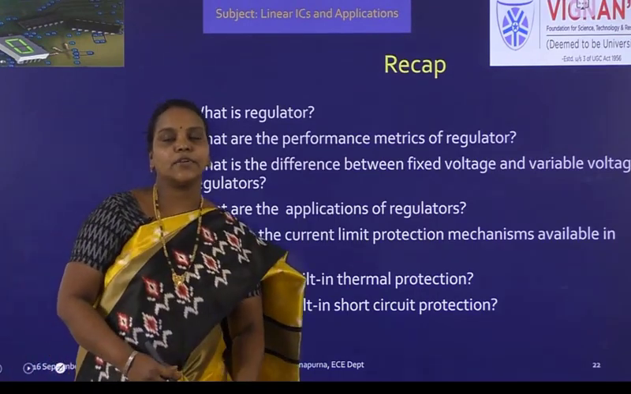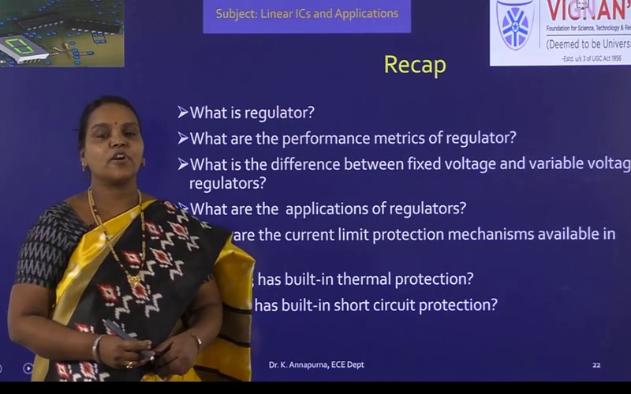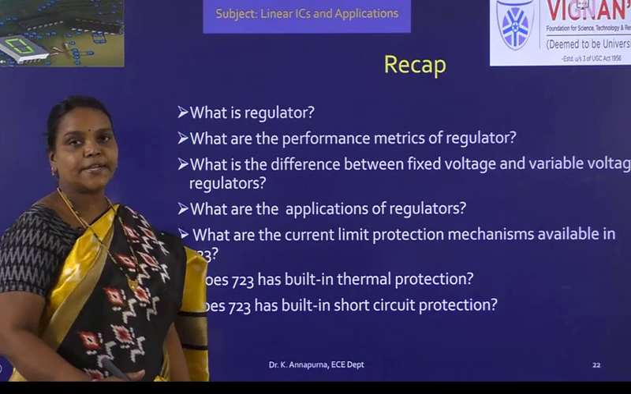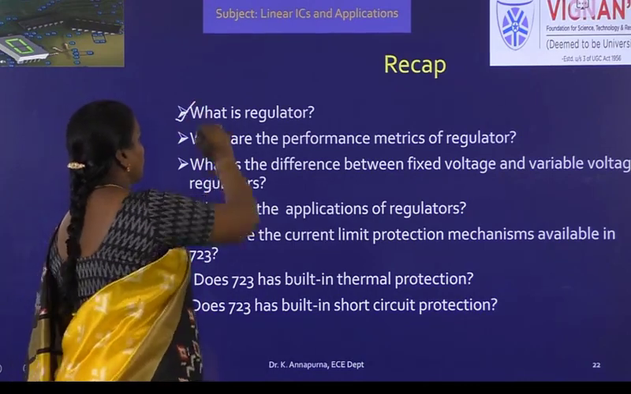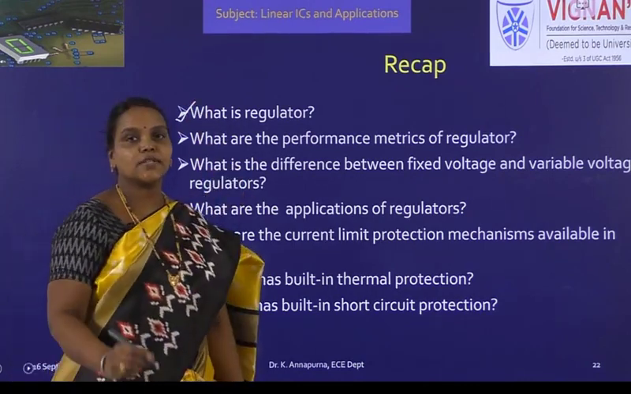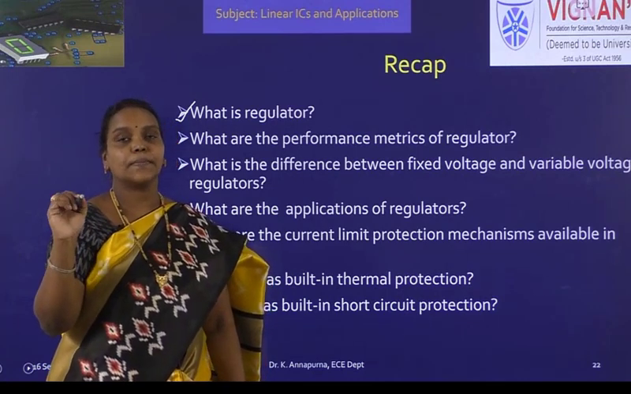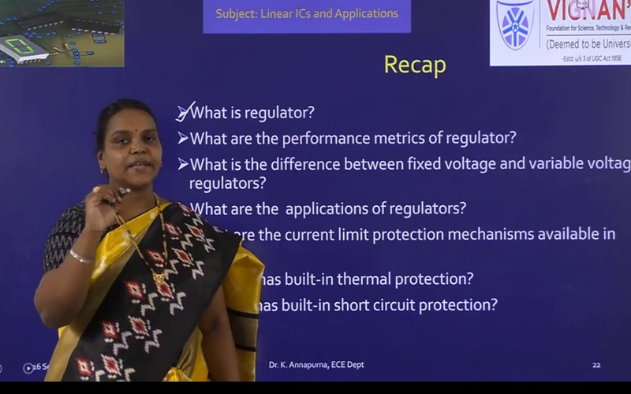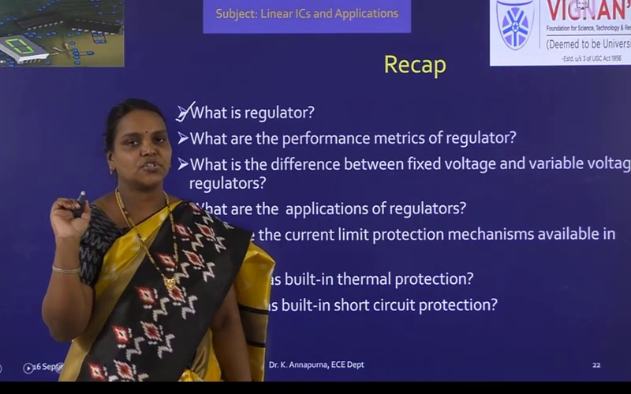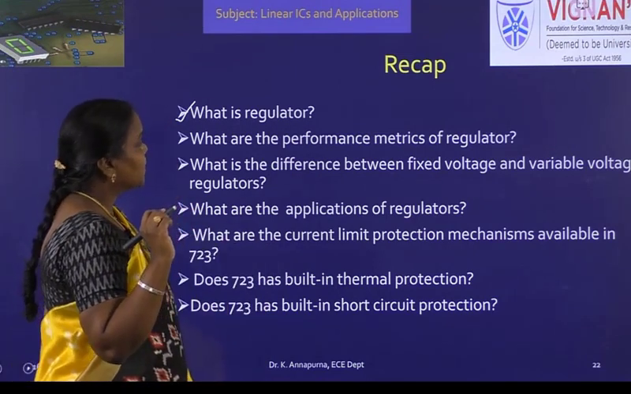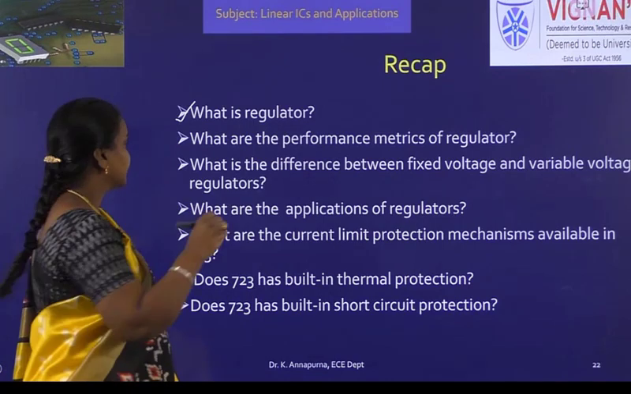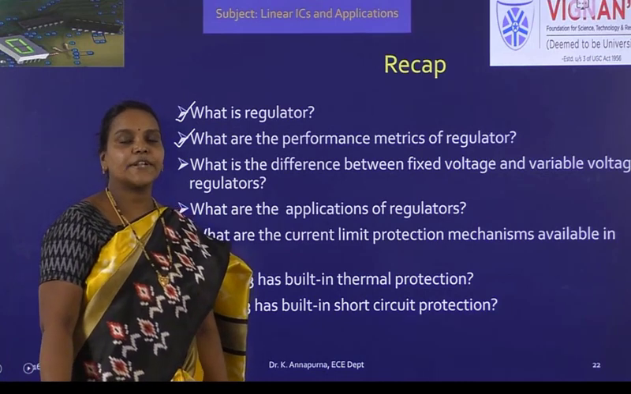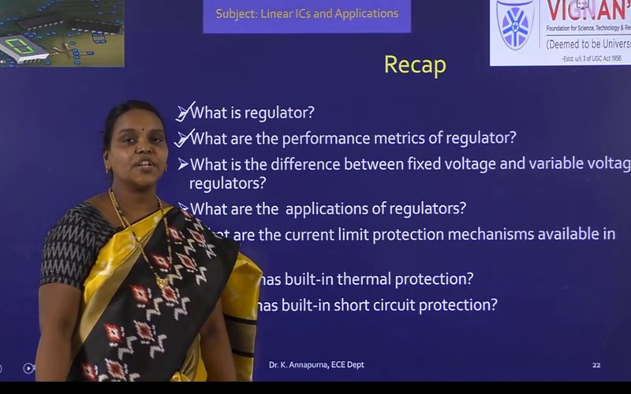So this is about the regulators. Now let us recap what we have discussed in this class. What is a regulator? A regulator is an electronic circuit which is used to maintain constant output voltage irrespective of supply variations and load variations. What are the performance metrics of a regulator? Line regulation, load regulation and ripple rejection ratio.